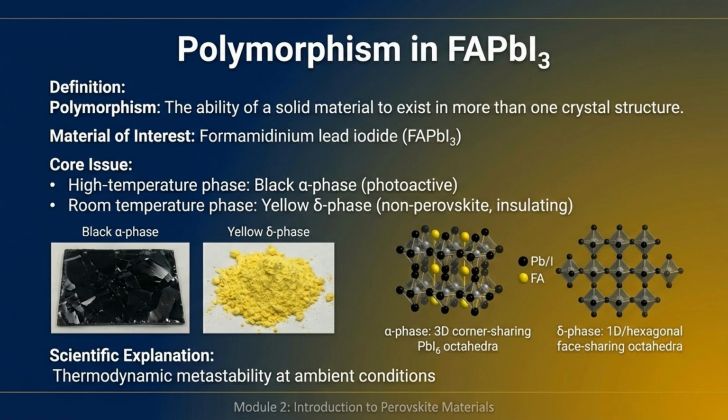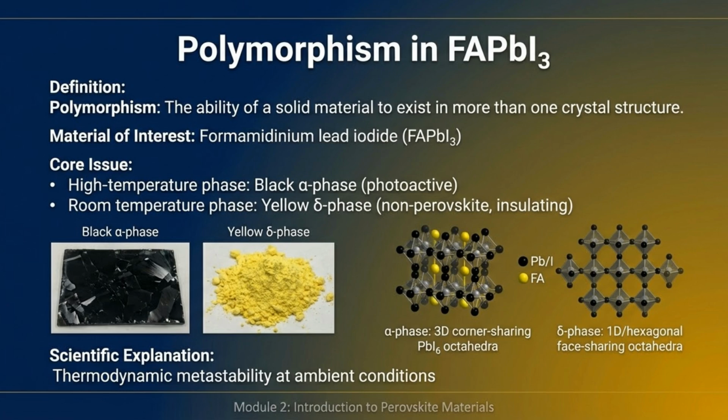Polymorphism is the ability of a material to crystallize in more than one structural configuration while retaining the same chemical formula. Our model system today is formamidinium lead iodide, or FAPbI3. At elevated temperatures, FAPbI3 adopts the black alpha phase. This is the cubic perovskite structure consisting of a three-dimensional framework of corner-sharing PbI6 octahedra. This 3D connectivity is essential. It enables strong orbital overlap between lead 6p and iodine 5p orbitals, producing favorable band dispersion and efficient charge transport.